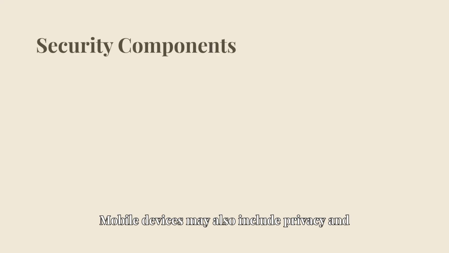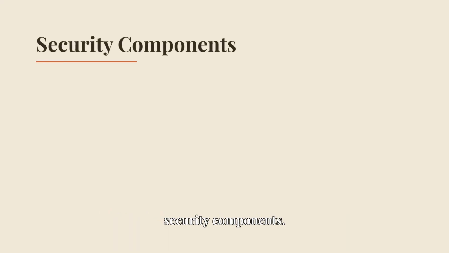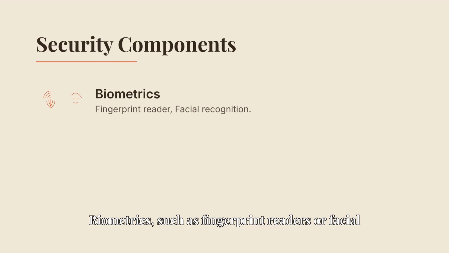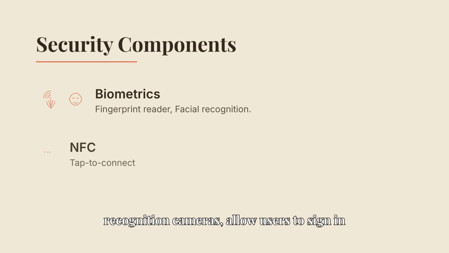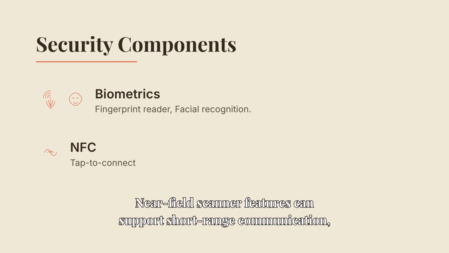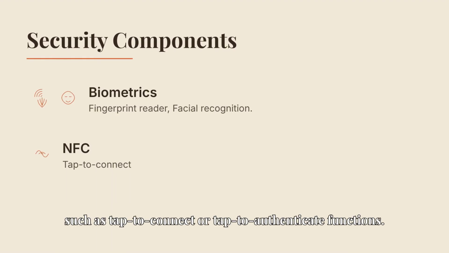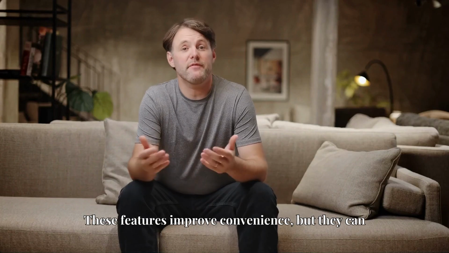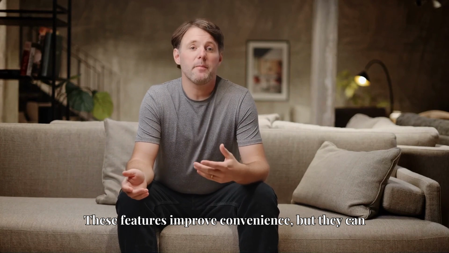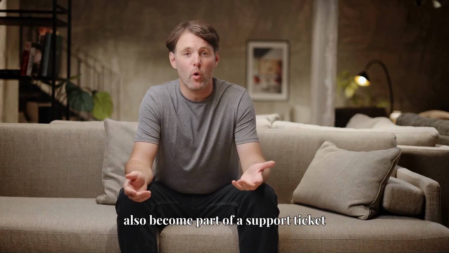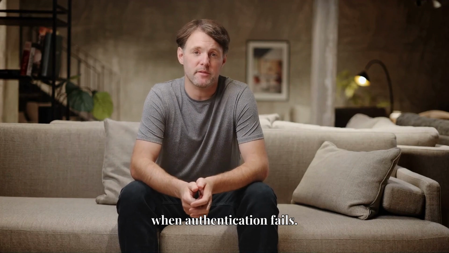Mobile devices may also include privacy and security components. Biometrics, such as fingerprint readers or facial recognition cameras, allow users to sign in using physical characteristics. Near-field scanner features can support short-range communication, such as tap to connect or tap to authenticate functions. These features improve convenience, but they can also become part of a support ticket when authentication fails.